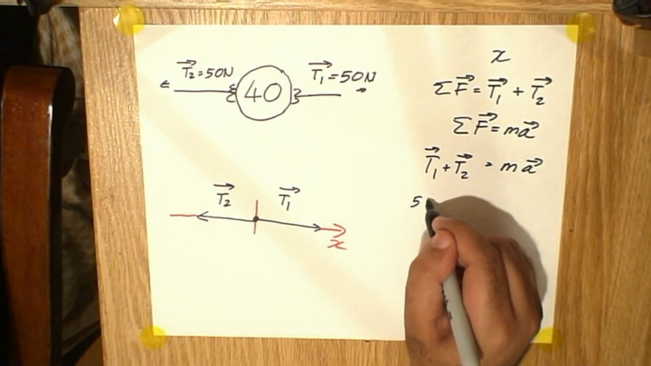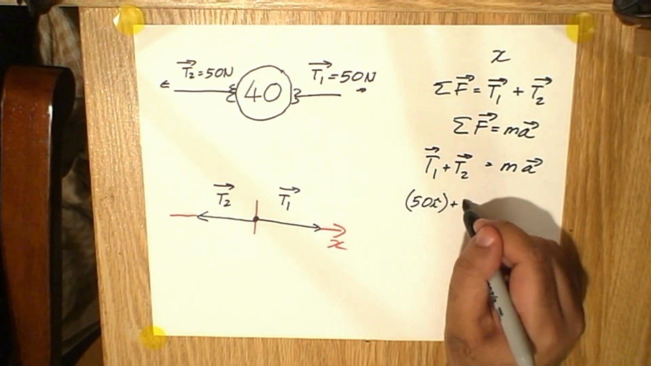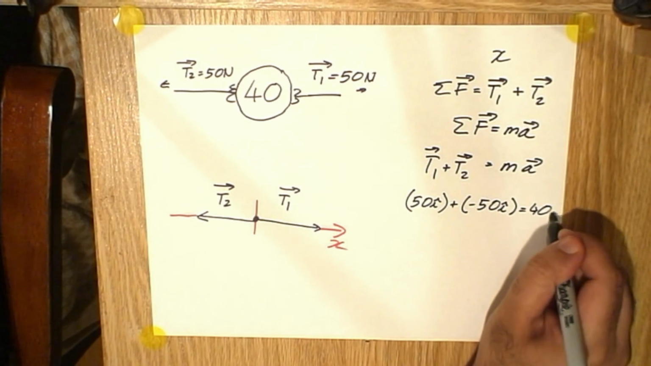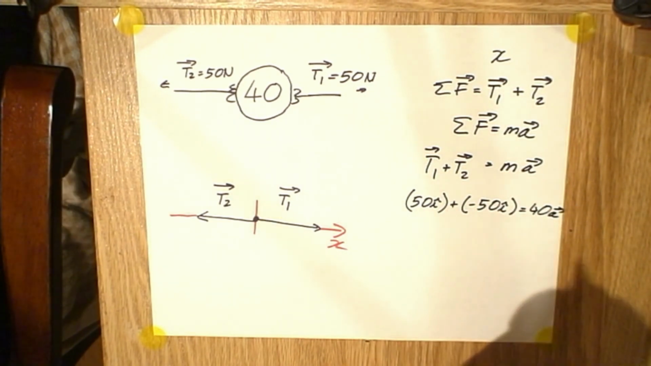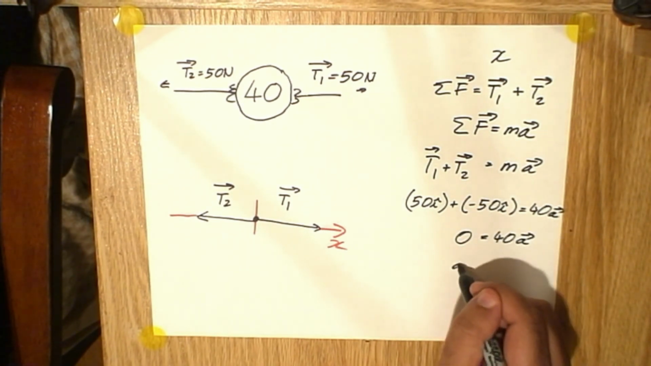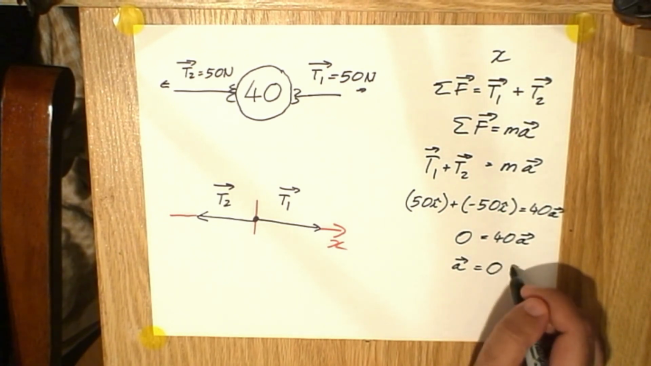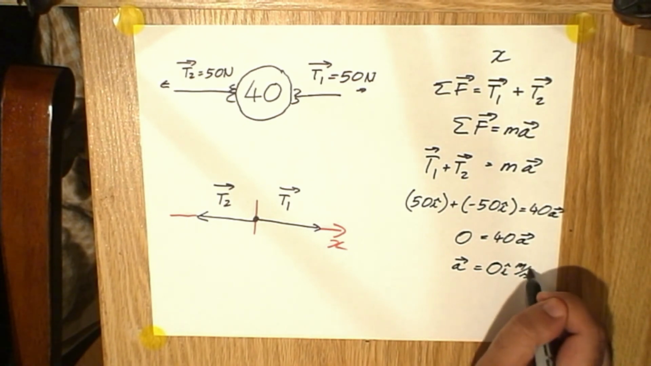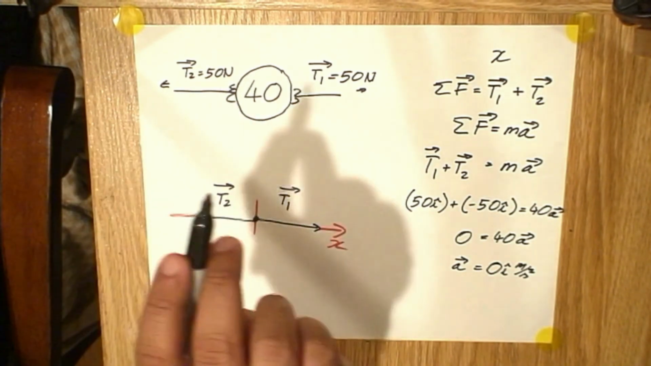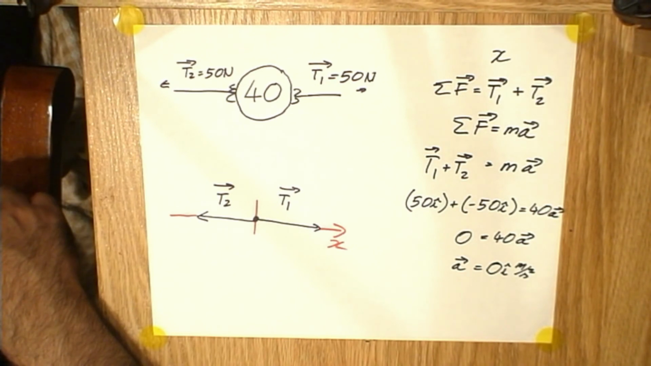So if T1 is 50 i hat newtons and T2 is negative 50 i hat newtons, and all of that's equal to a mass of 40 times an acceleration, which is unknown, 50 and negative 50, obviously those cancel out, so you end up with a force of 0 equal to 40 times acceleration, so the acceleration of this asteroid is 0. In other words, if it started off not moving, it will continue not to move. And if it started off with a certain velocity, it will continue moving with that velocity in a straight line without a change in direction at a constant speed.